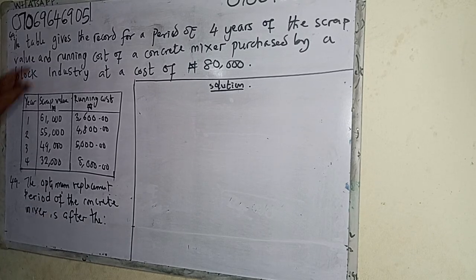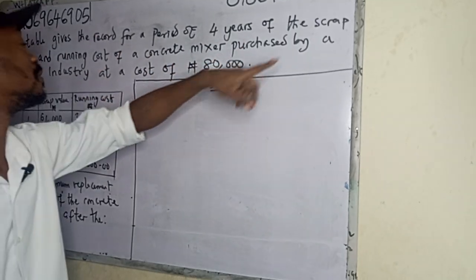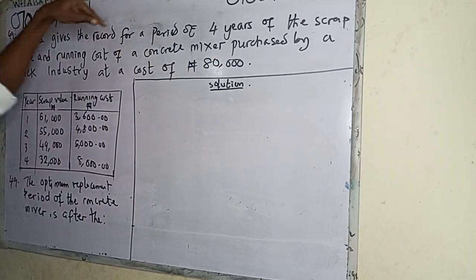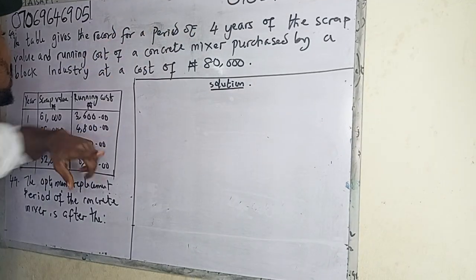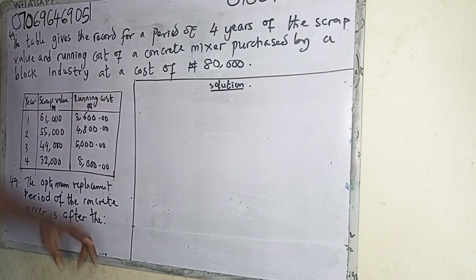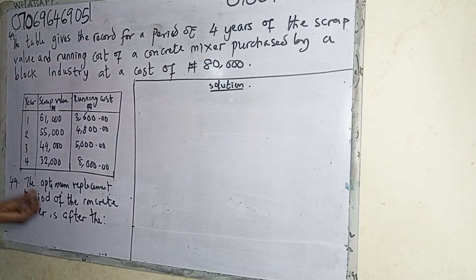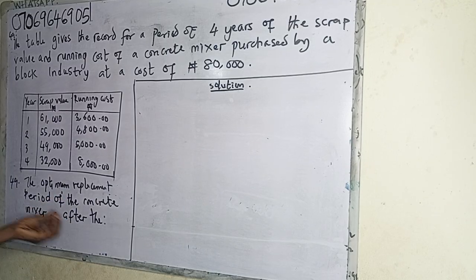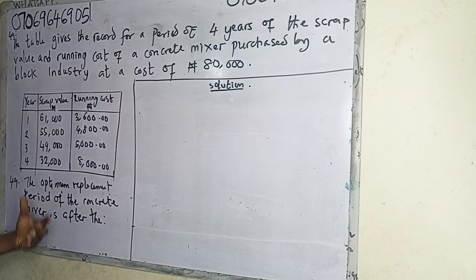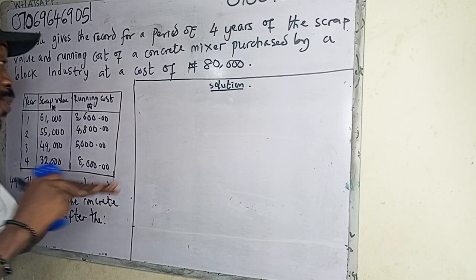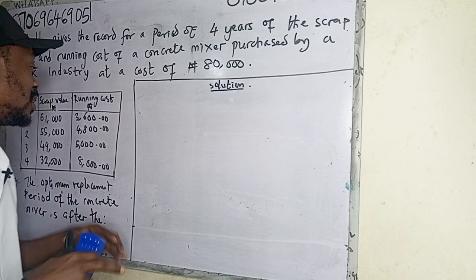All right, question number 49. The table gives record for a period of 4 years of the scrap value and running cost of a concrete mixer purchased by a block industry at a cost of 80,000 naira. The question is to find the optimal replacement period of the concrete mixer. After what year? Now, it's going to be after the year that has the lowest average annual cost.